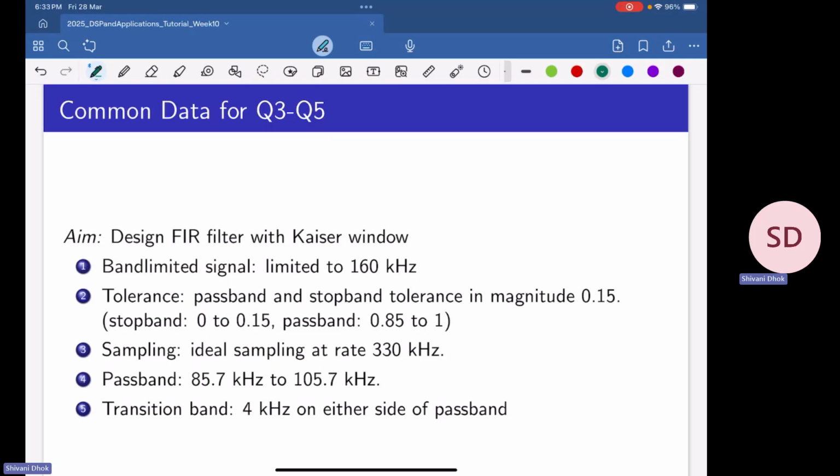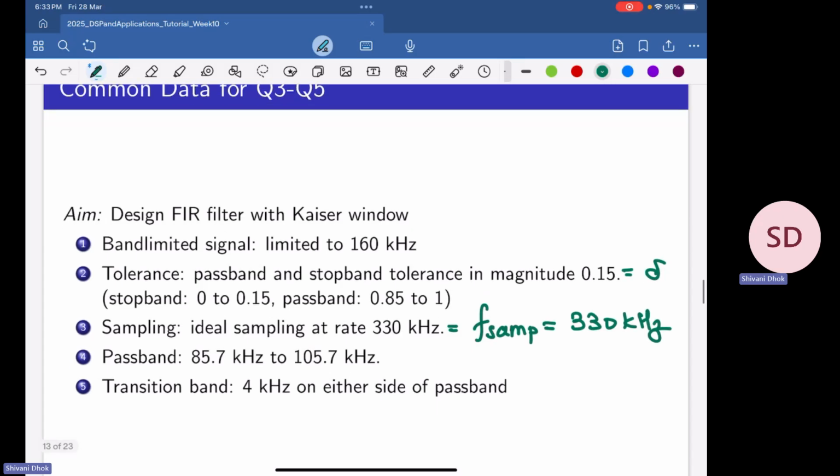So the first specification is, we want to design a filter for a band limited signal, and that signal is limited to 160 kilohertz. Okay. Now the tolerance of this filter in pass band and stop band is 0.15. So this is the pass band and stop band tolerance, equal to your delta, which is equal to 0.15. And then we are given the sampling frequency, fSam, equal to 330 kilohertz.